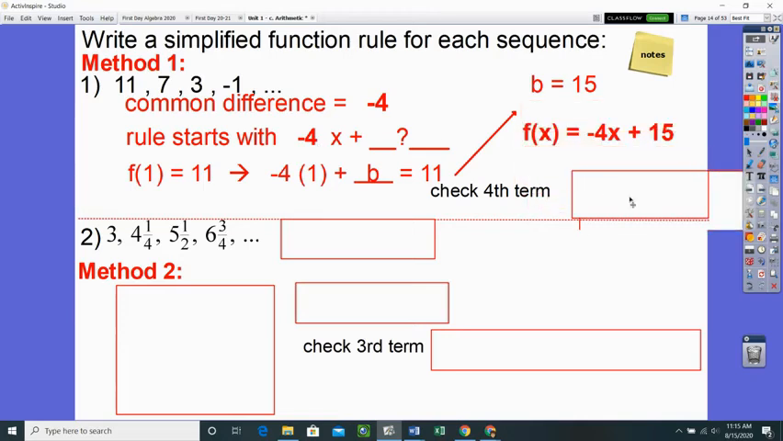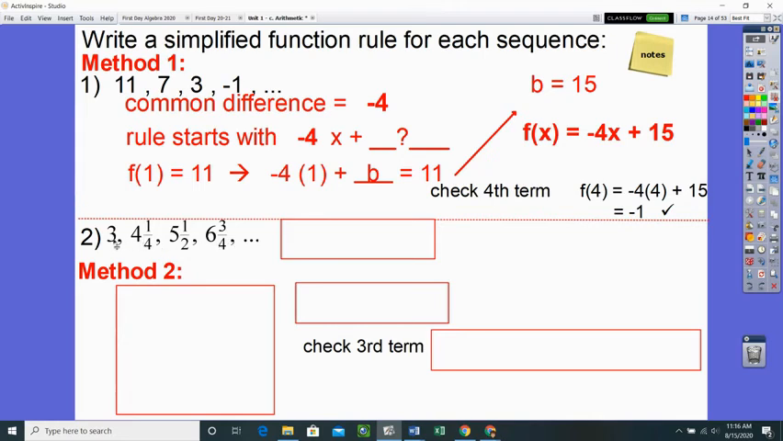So I'm thinking that this is my rule. I'm going to check it with the fourth. Now, if I put 4 in, I better get a -1. -4 times 4 is -16, and add 15, sure enough, is -1. So this looks like a good function rule for this sequence. Okay, the next one, we're going to do the n-1 rule and change it.